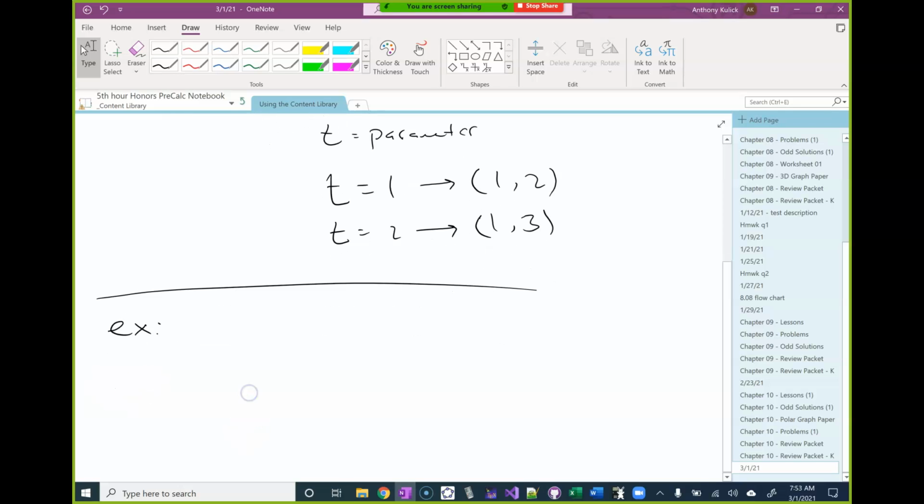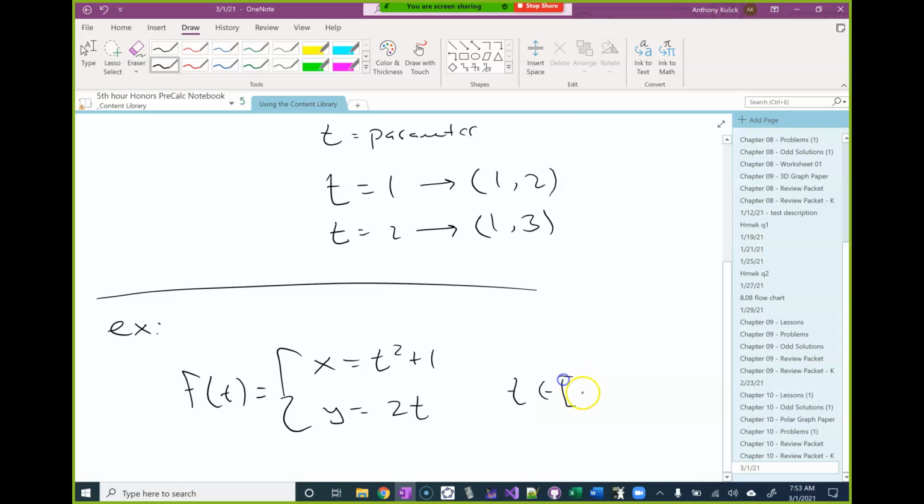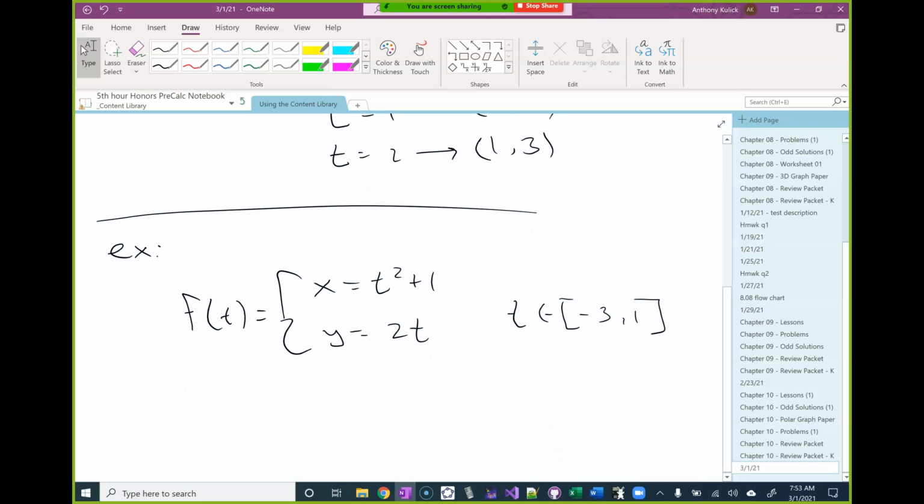So for example, let's say we wanted to graph x equals t squared plus 1 and y is equal to 2t for t interval -3 to 1. And again, t is called the parameter. So this set of t's that we're going to evaluate our function over is our parameter interval.